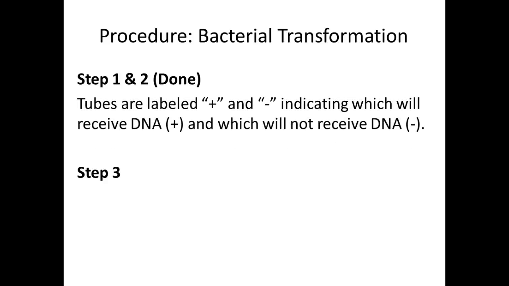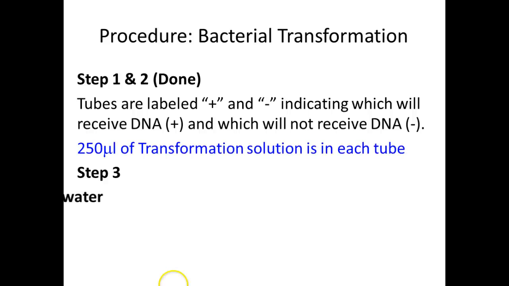Okay. So step 1. And this step has been done for you. The tubes have been labeled plus and minus. They're already in your bins that you have on your bench top. And so the plus one we're going to add the DNA to, the minus one we're not. Why are we not going to add DNA to one of the tubes? That's our control, right? Our negative control in this case.